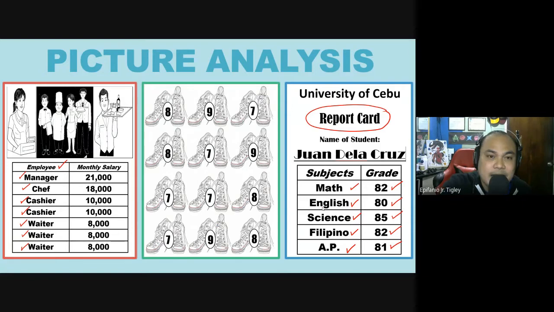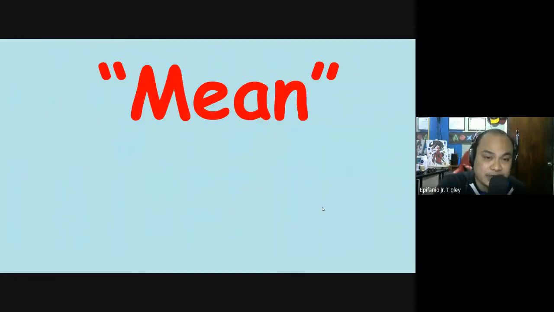Now, let us go to the 3 central tendencies. And after which, we will go back to these 3 pictures and analyze which one is for the mean, which one is for the median, which one is for the mode. Which is the appropriate central tendency to be used for each picture. Okay? Now let's begin with the mean first.